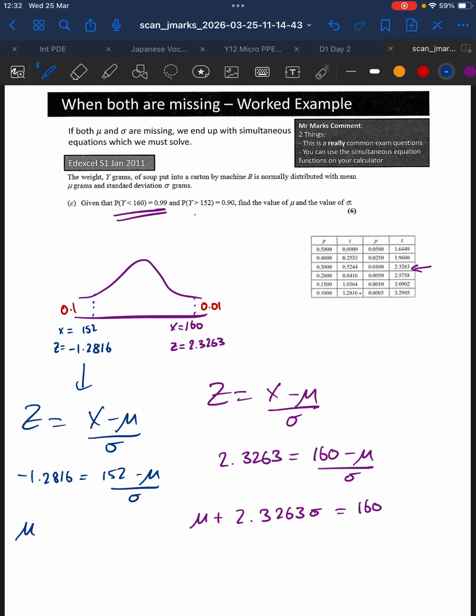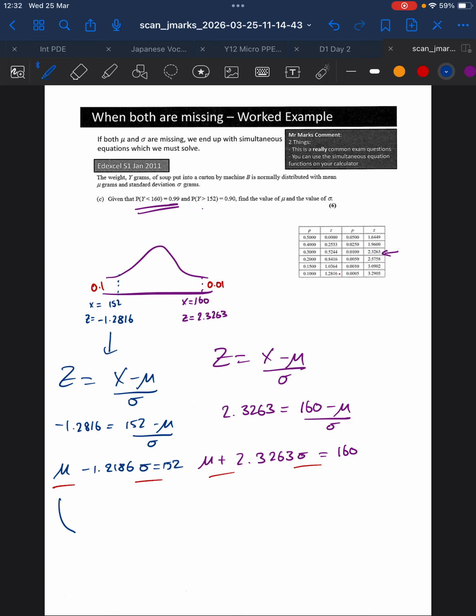So if I do the same thing here, mu, yeah, minus 1.2816 sigma equals 152. Okay, so can you see it yet? It's a bit like an x and a y, an x and a y. It's simultaneous equations, so they can be solved simultaneously. If you do this, you must make sure that the level of accuracy is high enough, okay? But it is sufficient to solve on a calculator as long as it's accurate enough beforehand. The technique is obvious, okay? You can then use a calculator to do the final part.